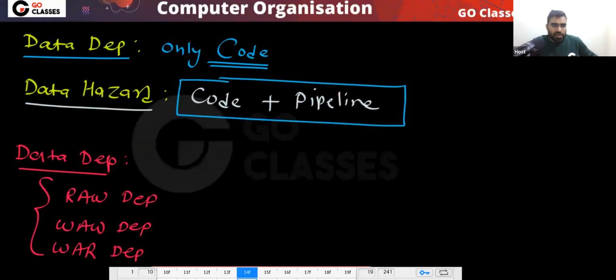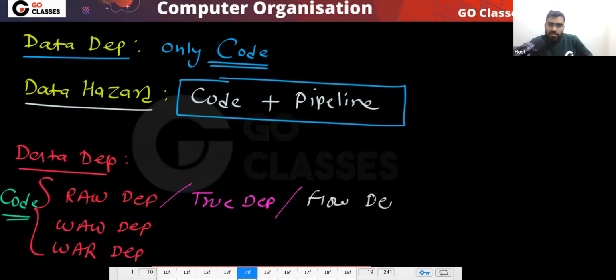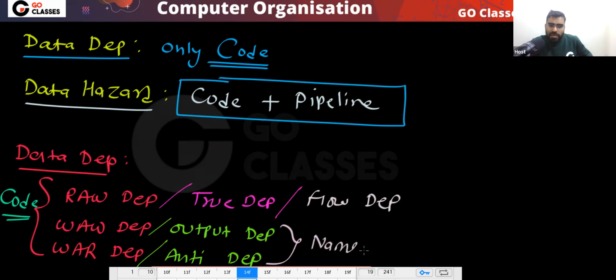Now we know that these three types of dependency are there in any code. One more thing we have seen: what is the other name for RAW? Another name is true dependency, also called flow dependency. Similarly, for WAW the other name is output dependency, and for WAR the other name is anti-dependency. And for all of them together, we have the name dependency.